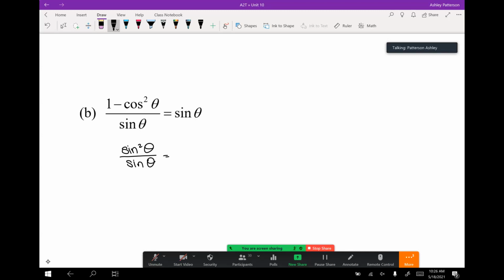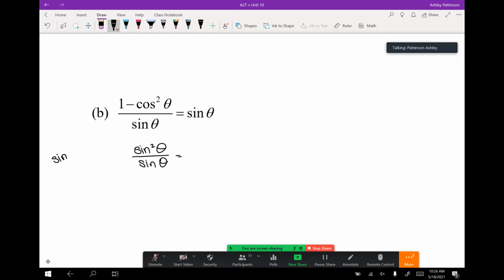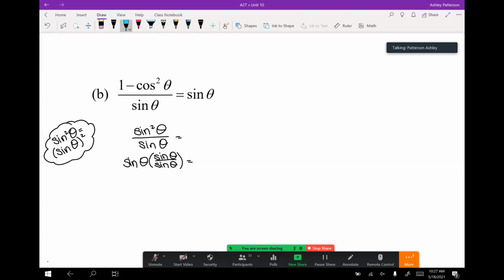And remember, if you have sine squared theta, the squared is always written right after the sine, in between the angle, that's equivalent to sine theta quantity squared. So if I have sine squared in the numerator and sine in the denominator, I'm going to reduce by 1. You can think of it as sine theta times sine theta over sine theta. Now you don't have to write that step. It's just for those that need to see it pulled out. So we can reduce one of the sines, leaving us with sine theta equal to sine theta.